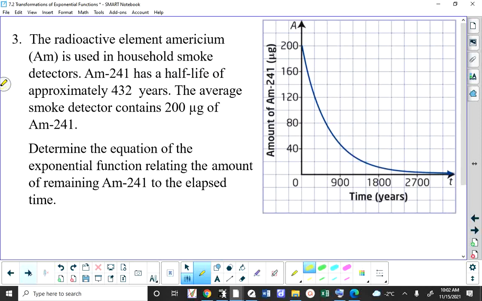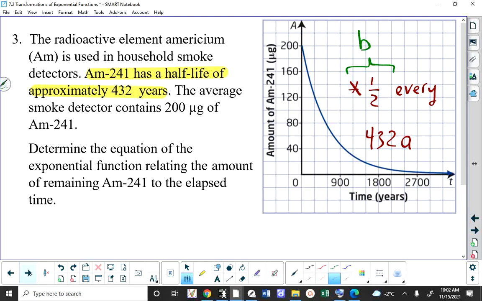Radioactive element americium is used in smoke detectors. It has a half-life of 432 years. So now you need to remember what I told you about half-life from Wednesday. In case they don't tell you on an exam, half-life is the period of time it takes to get multiplied by a half. So when we say that it's multiplied by a half every 432 years, and the symbol for years is A, you're being told that this is B, the base.